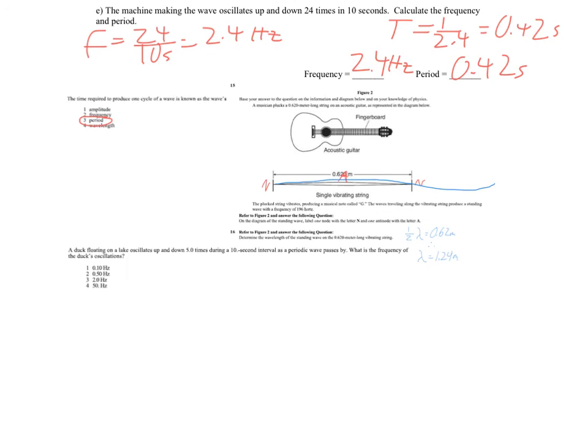And the last one, a duck floating on a lake oscillates up and down 5 times in 10 seconds. What is the frequency? Frequency is the number of oscillations per second, so 5 times in 10 seconds, we get 0.5 hertz.